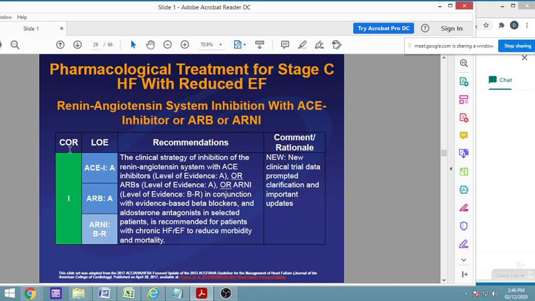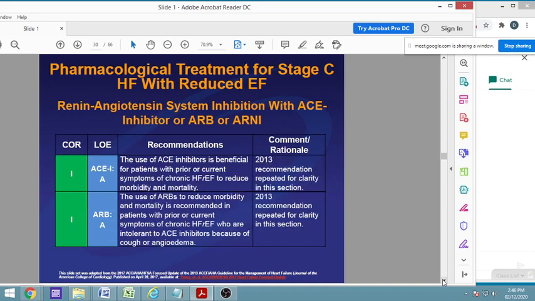The clinical strategy, that is inhibition of the RAS mechanism either with ACE inhibitors or ARBs or ARNI. That is a very good one. It has already been recommended, and it is found to reduce morbidity and mortality. So it is one of the best treatments. It is the most important and most widely suggested treatment. The new clinical trial data prompted clarification and important updates, because ARNI studies are not sufficient enough. So we have to go for more ARNI studies. So far it is looking more promising, but still we have to go for more ARNI studies.